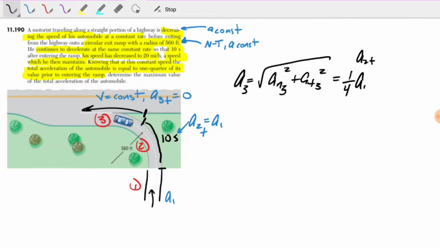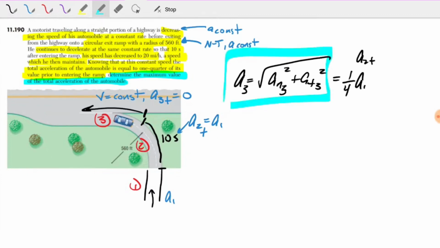Determine the maximum value of the total acceleration of the automobile. The maximum value is going to be the one where it's biggest, so in state 1, 2, or 3, one of those is going to have the biggest value. Let's pick it apart. In state 1, he's only moving straight, so he has some acceleration. In state 2, he has a circular acceleration, and with circular acceleration, it's going to follow the n squared plus t squared.